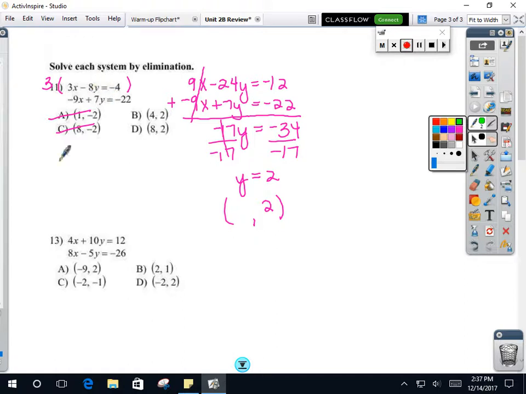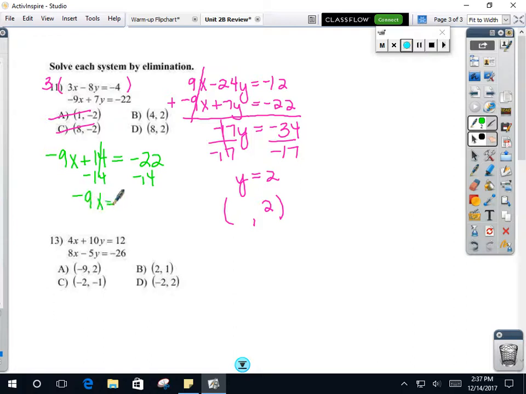Okay, if you plug into the bottom, it'll be -9x plus what? 14, because 7 times 2 is 14. Now to solve for x, what do you do? Subtract 14, and then negative 9x equals negative 36. You then divide by negative 9 to give you positive 4, which is B.